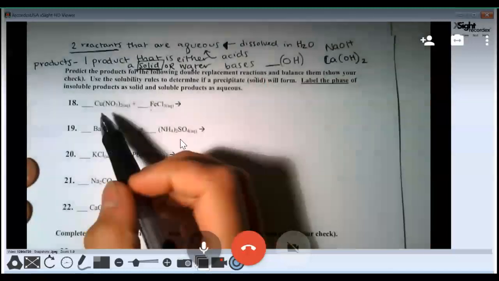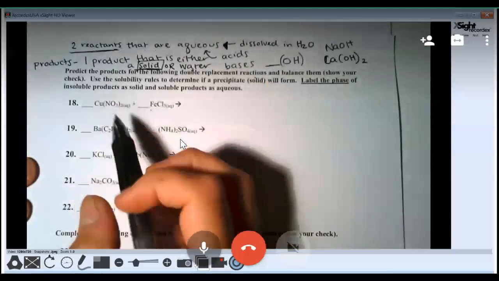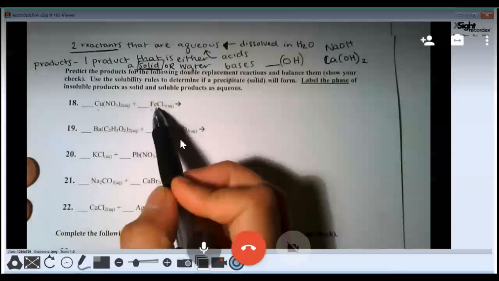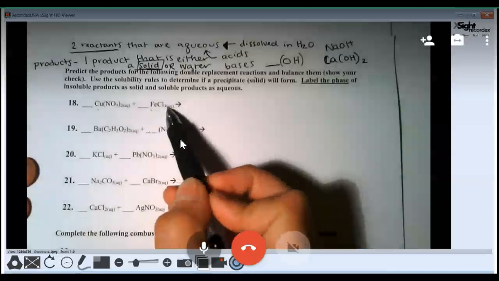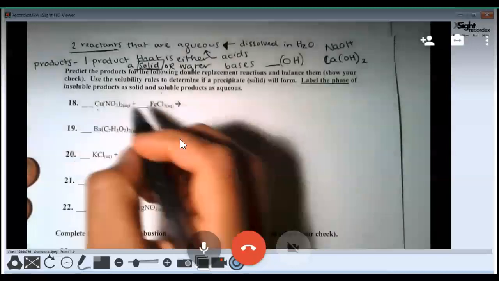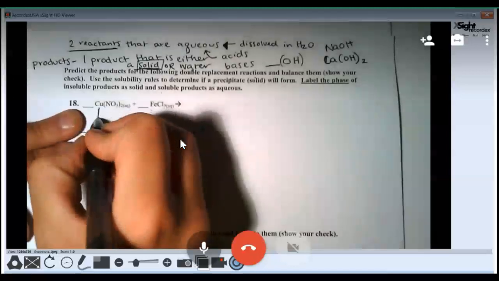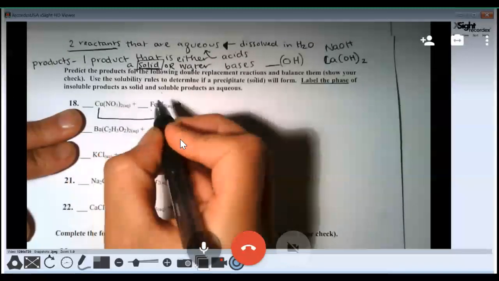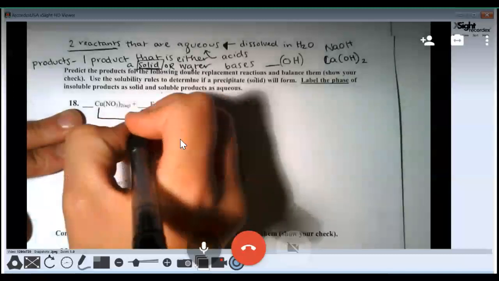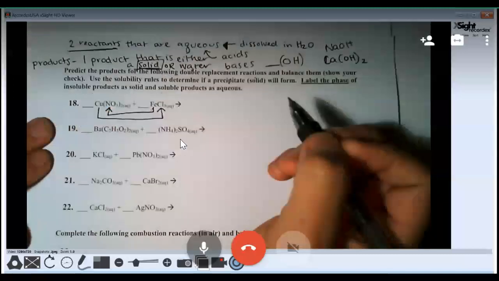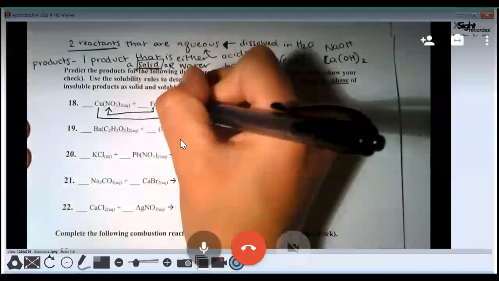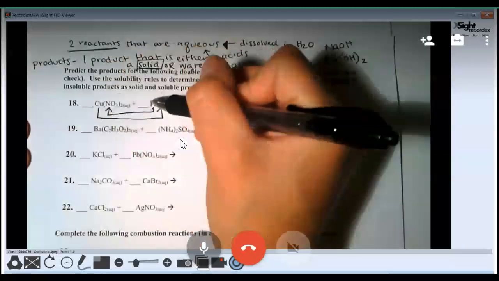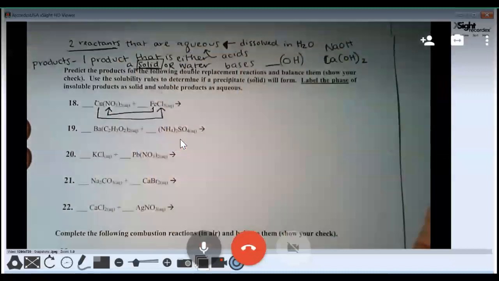So for this first reaction, let's look at this one. We have copper nitrate reacting with, copper 2 nitrate reacting with iron 3 chloride. So our cations are going to switch. Copper is going to pair with chlorine, and iron is going to pair with the nitrate. And it's important to note that on the other side, our cations or metals are going to keep their same oxidation state. They're going to keep the same charge.